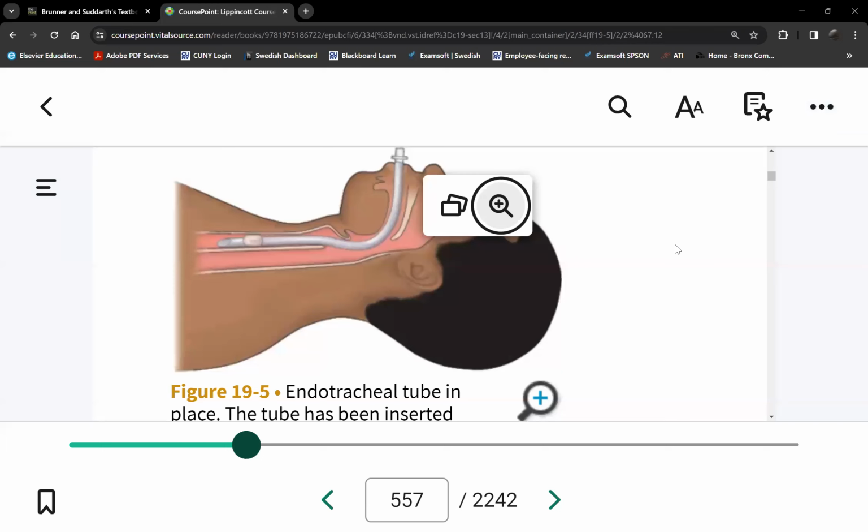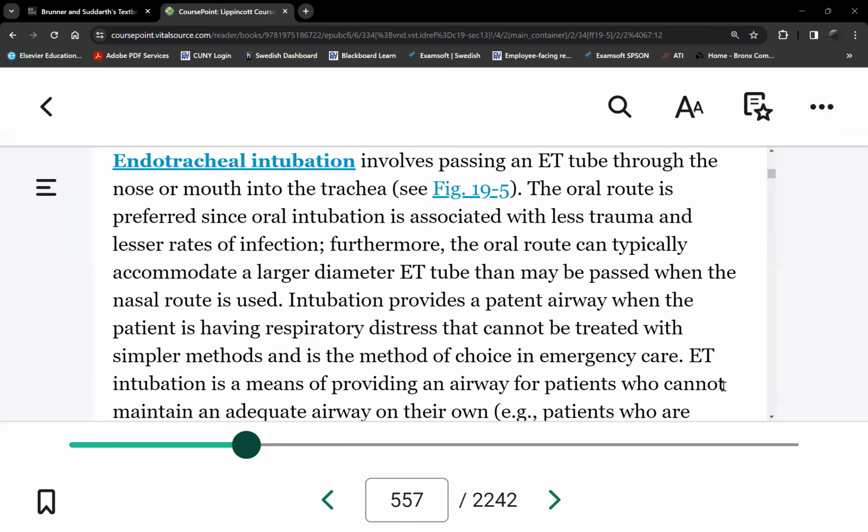Now, first of all, we do not intubate. The persons who can intubate are respiratory therapists. Any physician can intubate, nurse practitioner, physician assistant, but not nurses. Are we clear? NPs, acute care NPs, critical care NPs can intubate, obviously.